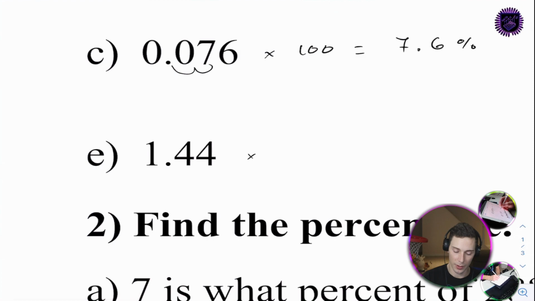1.44. Now multiply this by 100 again. Move our decimal place over. This is going to be equal to 144%.